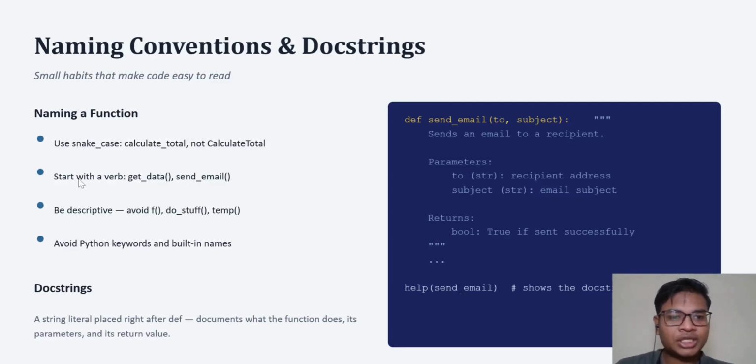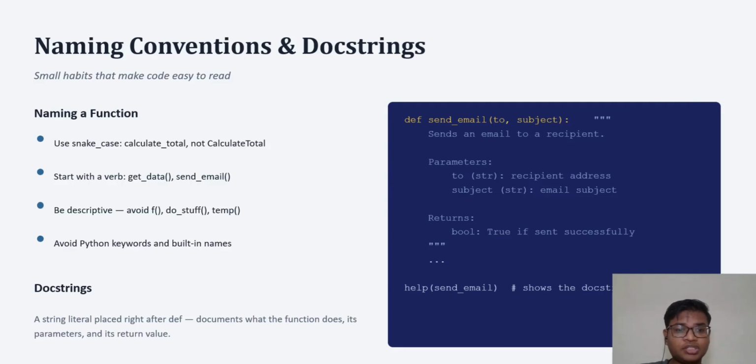After that, start with a verb, like get_data, send_email, all these things. Third one is be descriptive. Avoid names like app, do_stuff, temp, all these things. Be descriptive. Okay. Avoid Python keywords and built-in names. Always avoid Python keywords and built-in names. After that, I hope you understand how we name the function.